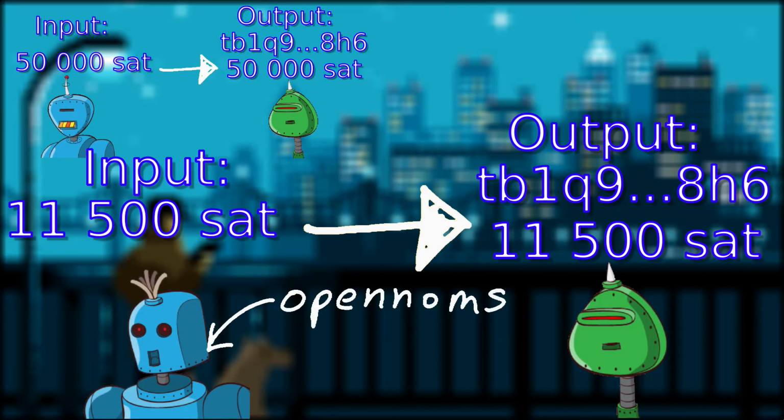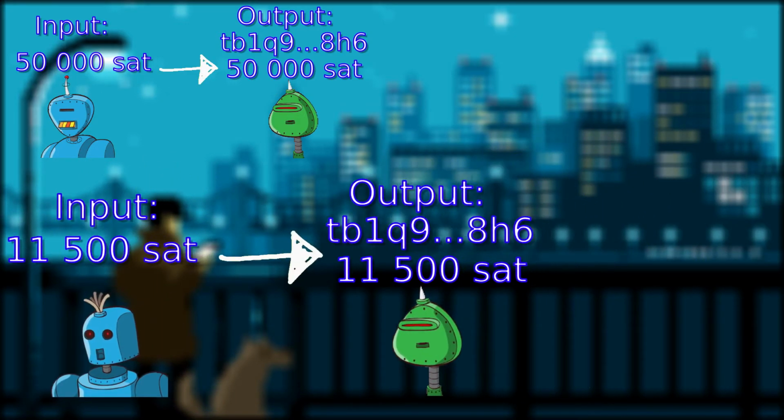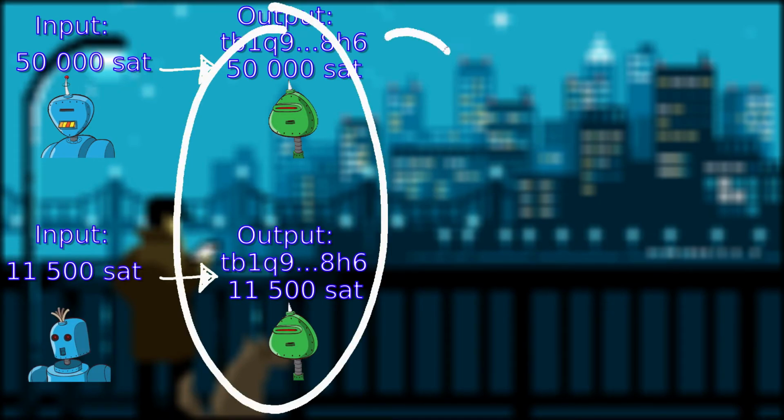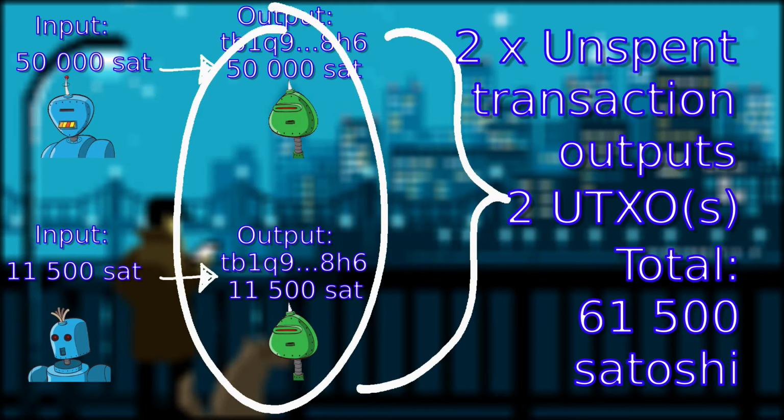OpenNorms here want to send me 11,500 satoshis, and same as before, on the input side, he would take his 11.5k satoshis and put my address and the amount as the output. As you can see, there are two separate transactions, and now I have two unspent transaction outputs, or two UTXOs, totaling to 61.5k satoshis.